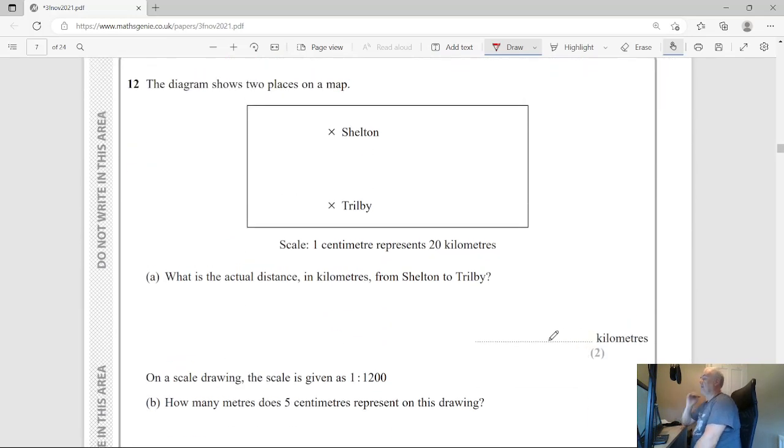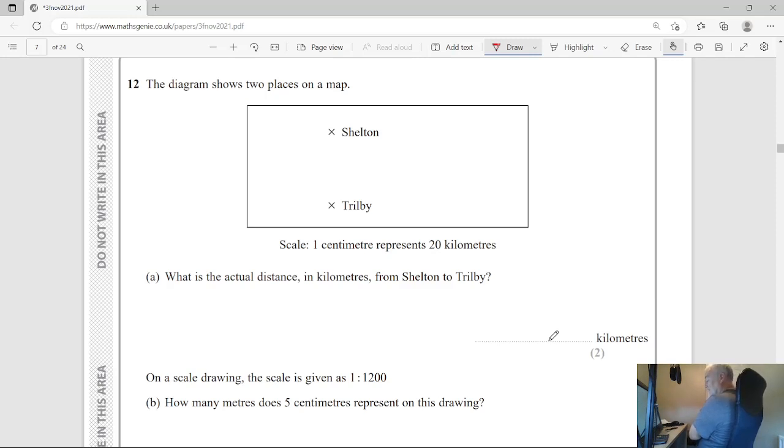Question 12. The diagram shows 2 places on a map. There's Shelton and there's Trilby. The scale is 1 centimetre represents 20 kilometres. What is the actual distance in kilometres from Shelton to Trilby? Again on this one, it's difficult to do because I haven't got the capabilities on here to use a ruler. So all you're going to look to do is measure that value and then write down the amount of kilometres.